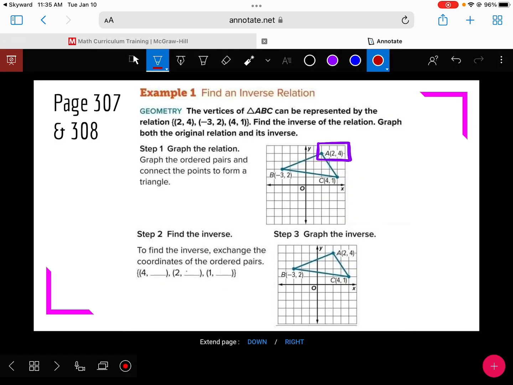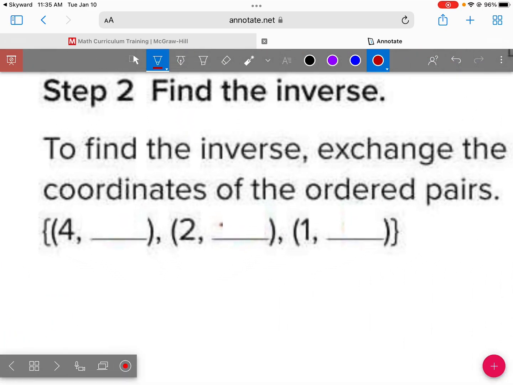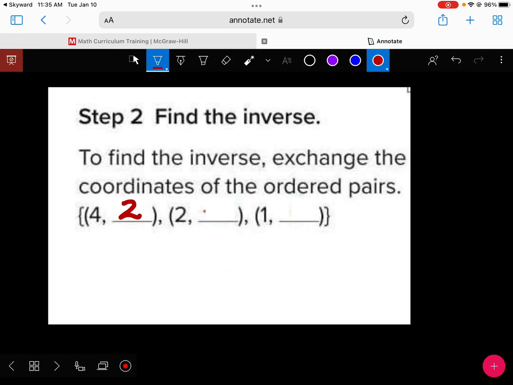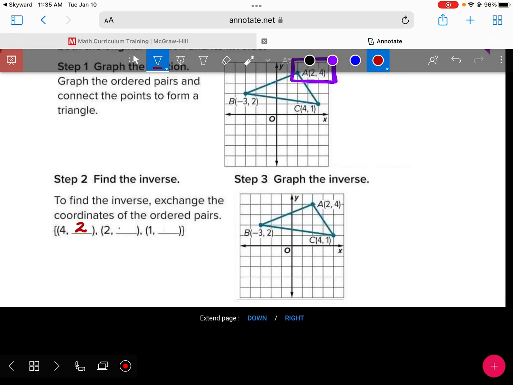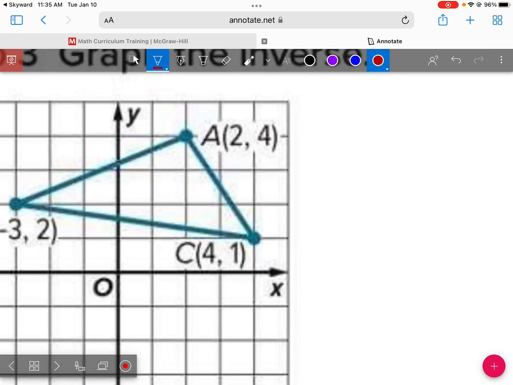How can I take the ordered pair 2, 4 and write the inverse ordered pair? What do I need to do to the x and the y parts? Switch them. So the first part is now going to be 4, and the second part of the ordered pair will be 2. So my ordered pair becomes 4, 2. On the graph at the top of page 308, I'm going to plot that point here, 4, 2. They have the same triangle there, but I'm going to plot that point, 4, 2.